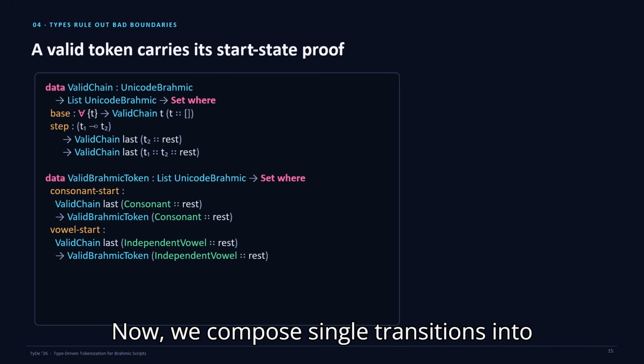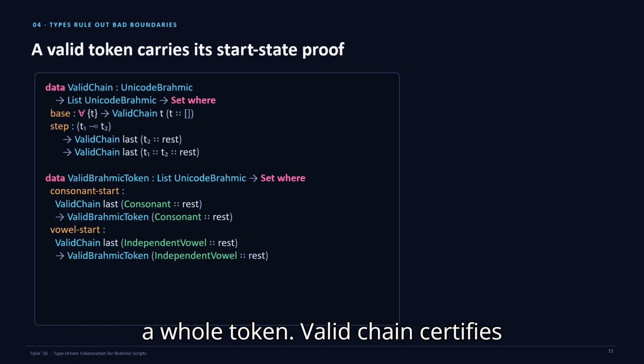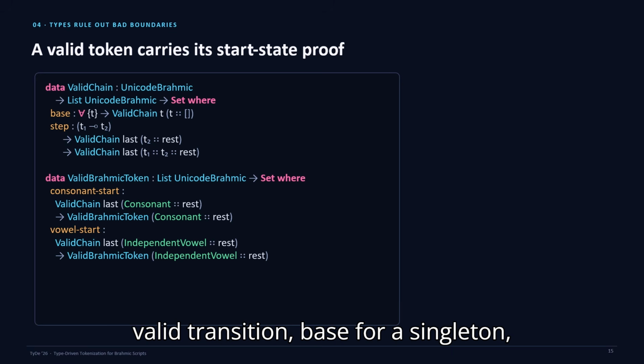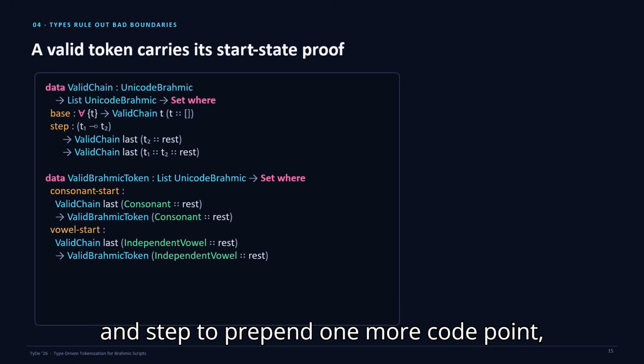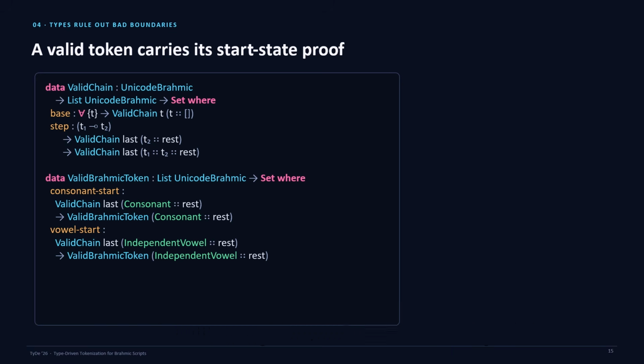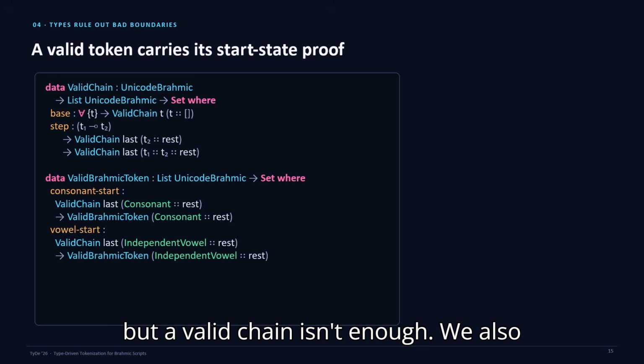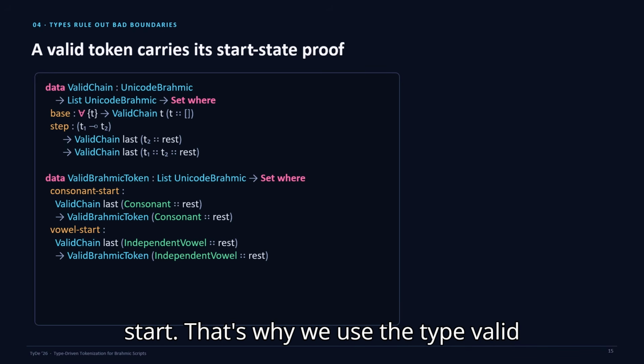Now we compose single transitions into a whole token. Valid chain certifies that every adjacent pair in a list is a valid transition. Base for a singleton and step to prepend one more code point given a proof that T2 follows T1. But a valid chain isn't enough. We also need the first element to be a valid start.